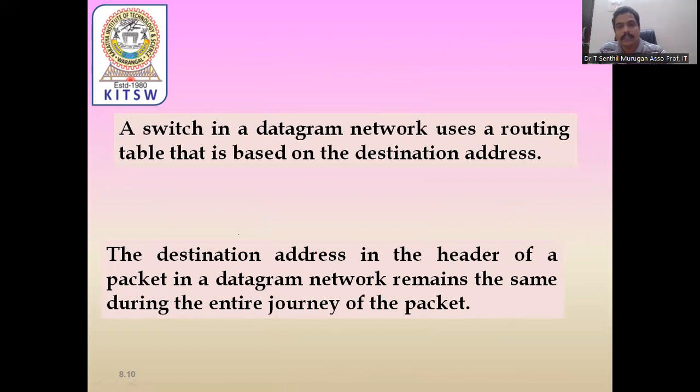A switch in the datagram network uses a routing table that is based on the destination address. The destination address in the header of a packet in a datagram network remains the same during the entire journey of the packet. So while sending the packet from source until it reaches the destination in this network, whatever destination address was set by the source remains the same. There is no change of destination address between the source and destination.